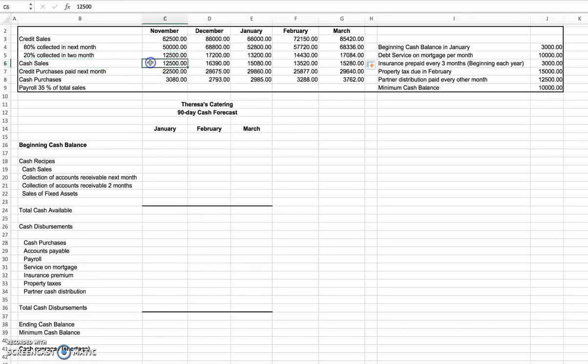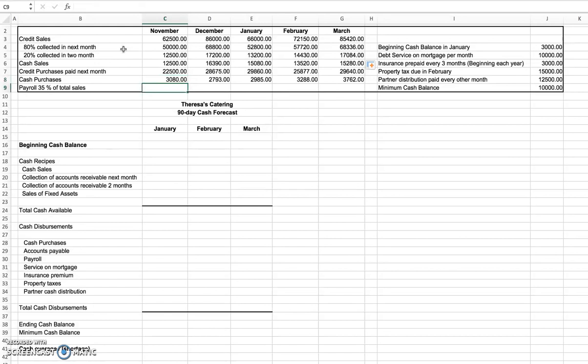Cash sales, pretty straightforward. We're going to actually receive this amount of cash in November. Now, credit purchases paid next month. This is similar to the credit sales, except instead of receiving money in the future, we're going to have to pay out money in the future. So we as a business have purchased something on credit in November, but we actually have to pay that cash out in the next month, and therefore credit purchases paid next month. Cash purchases, again, straightforward. That's just money that we actually have to pay out in that month.